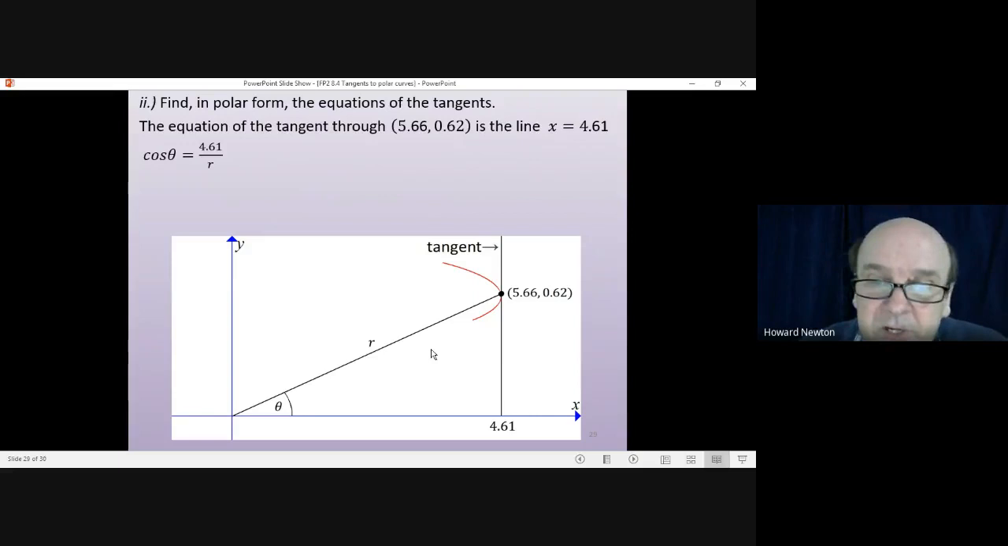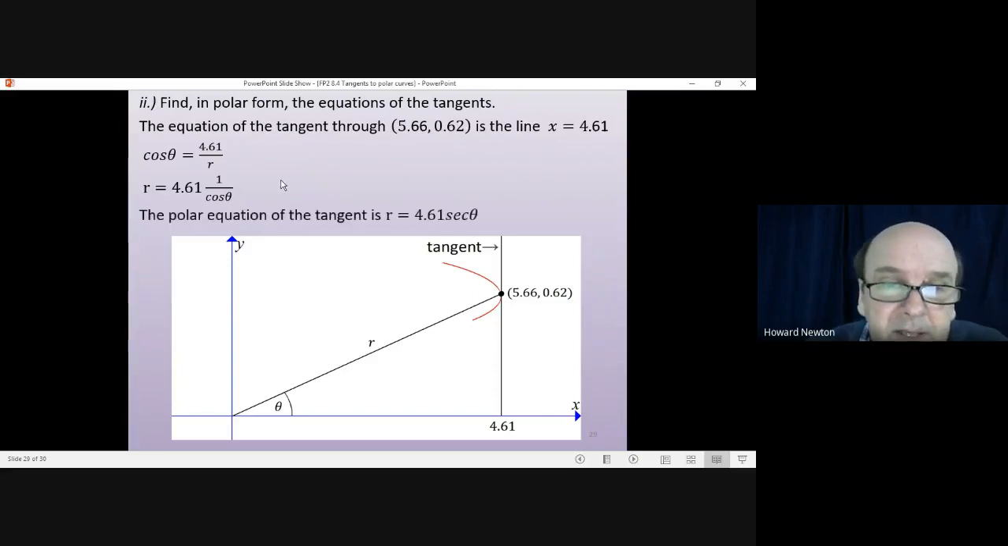To write the equation in polar form, we need to find r as a function of theta. So we want to make a right-angled triangle with r and theta shown. And then using simple trigonometry, the cosine of theta will be the adjacent side over the hypotenuse, which is 4.61 divided by r. All we need to do now is rearrange that to get r as a function of theta. And that'll give us r equals 4.61 times by 1 over cos theta. 1 over cos theta is sec theta. So the simplest way to write down the polar equation of the tangent is r equals 4.61 sec theta.